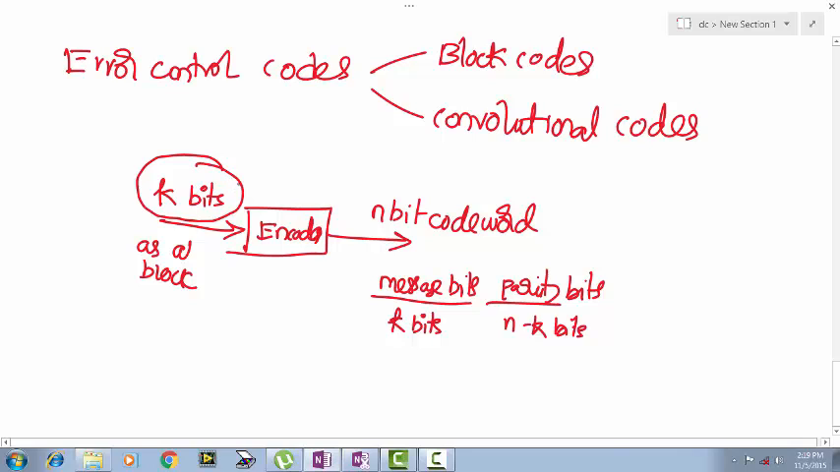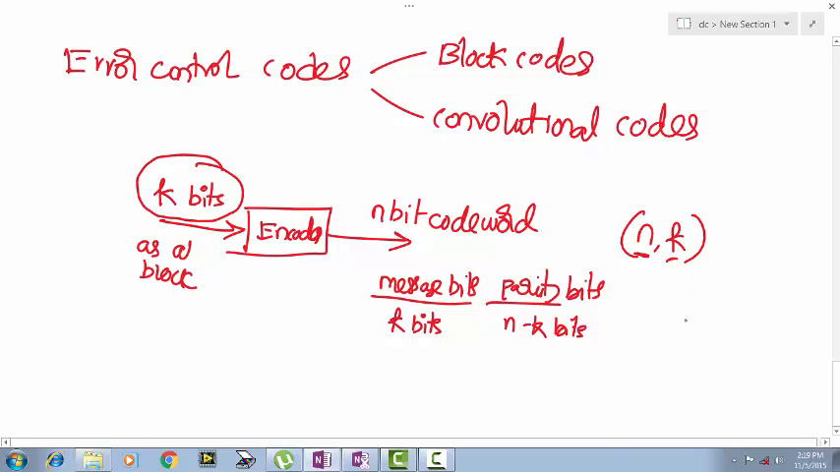So in block coding, we are taking k bits as a block. So there is a necessity for storing these k bits as a block in a buffer. As the block size increases, the buffer size also has to be increased. So this is a problem in block coding. And a block code is generally denoted by n comma k, where n is the number of bits in the output code word, and k is the number of input bits as a block.